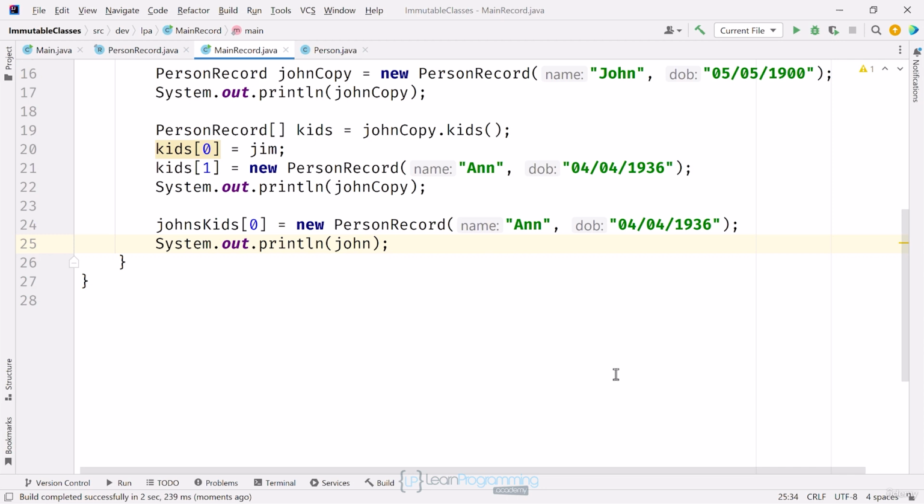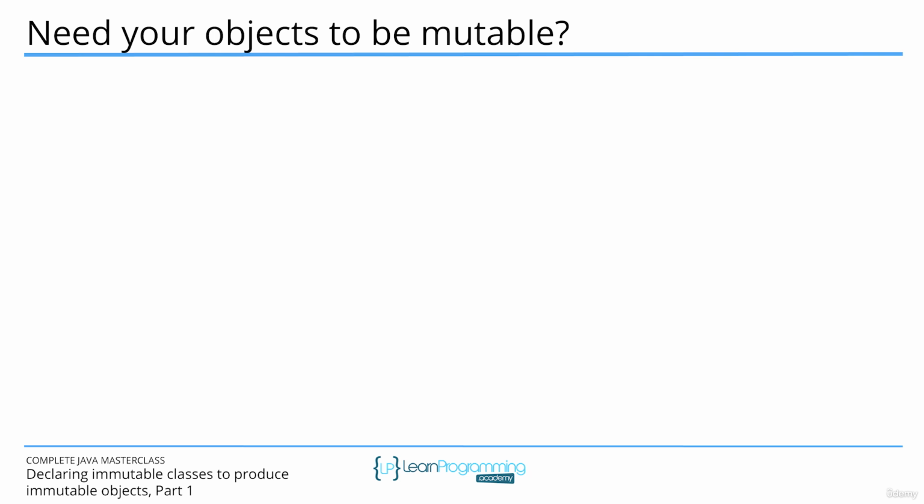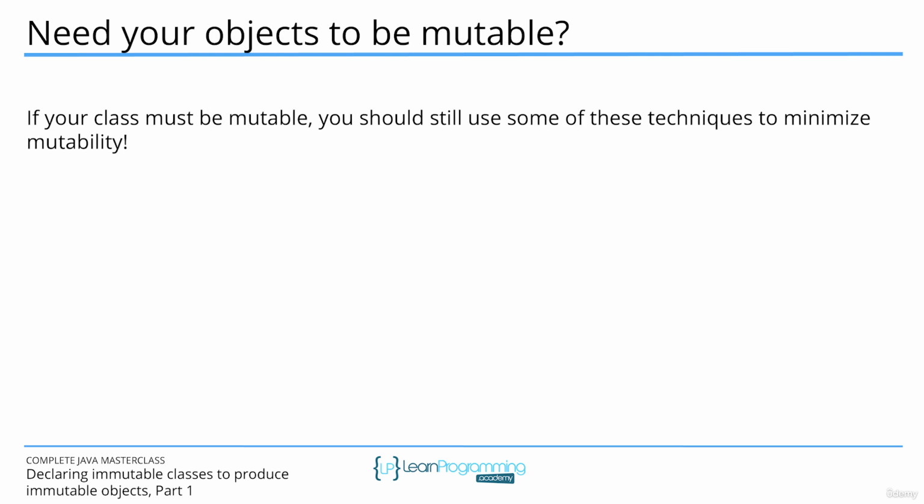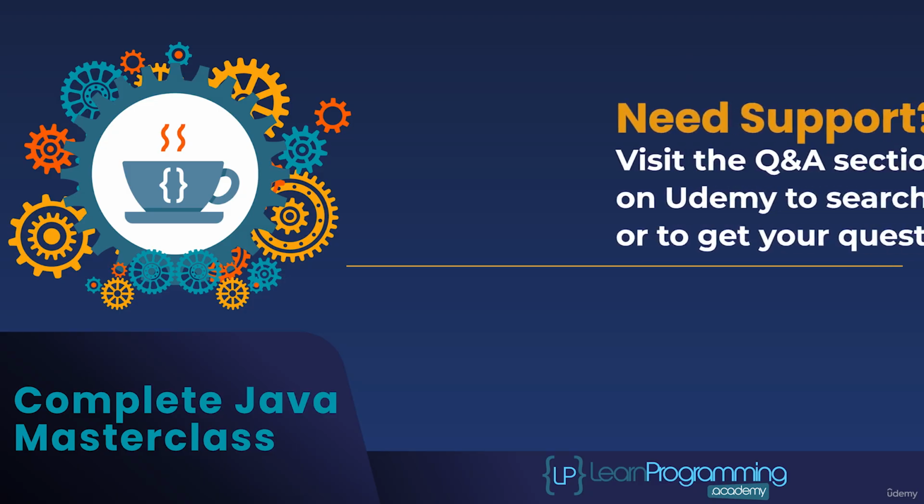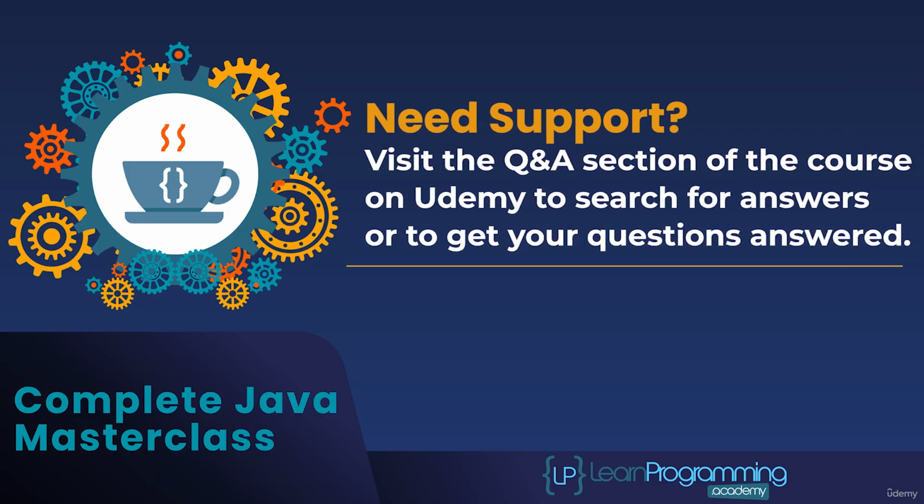Of course, there are many cases where you want to support some mutability, but this should be by design, not by accident. If your class must be mutable, you should still use some of these techniques to minimize mutability. In the next video, I'll walk through creating my own immutable person class. See you in the next video.